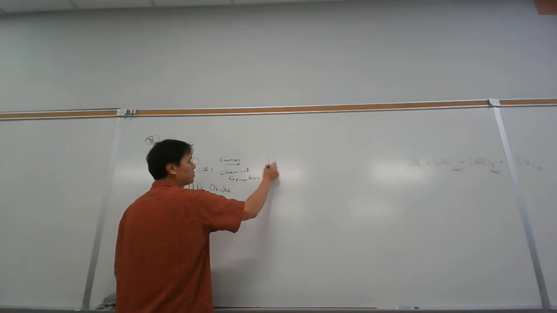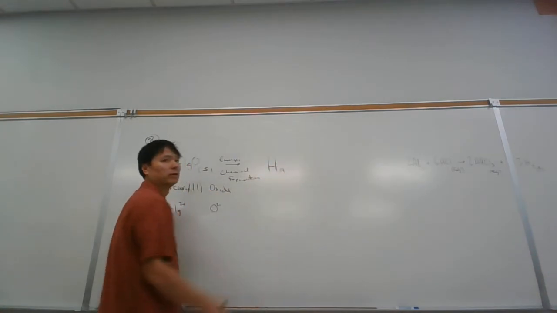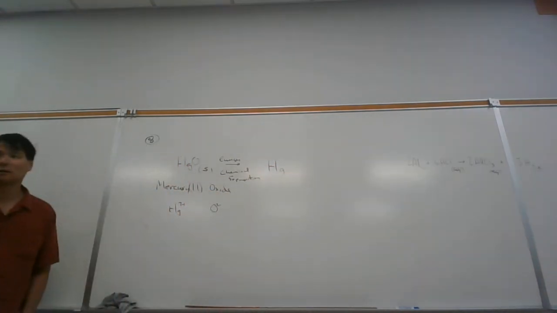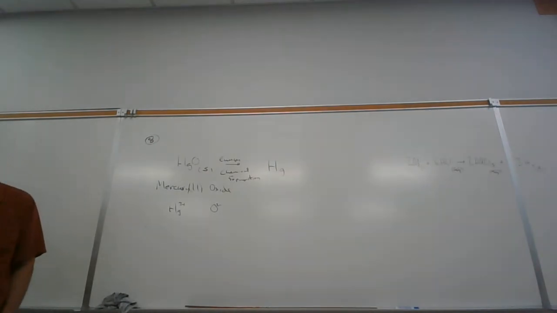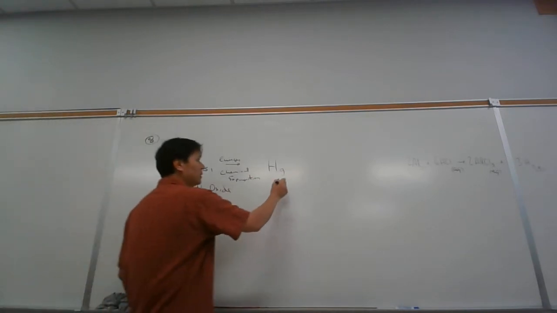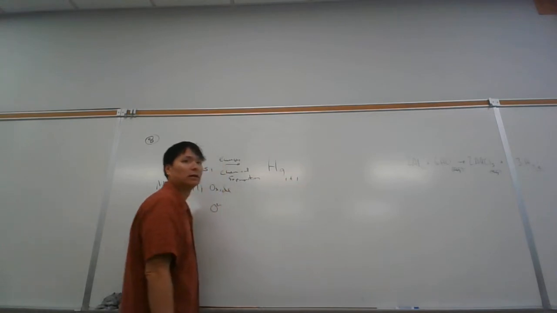Mercury. And what's the charge on elemental mercury? 2+ or 1+. Yeah, a mercury ion would be 2+ or 1+. But the element will be neutral. It won't have a charge. This would be liquid mercury, like in the barometer.